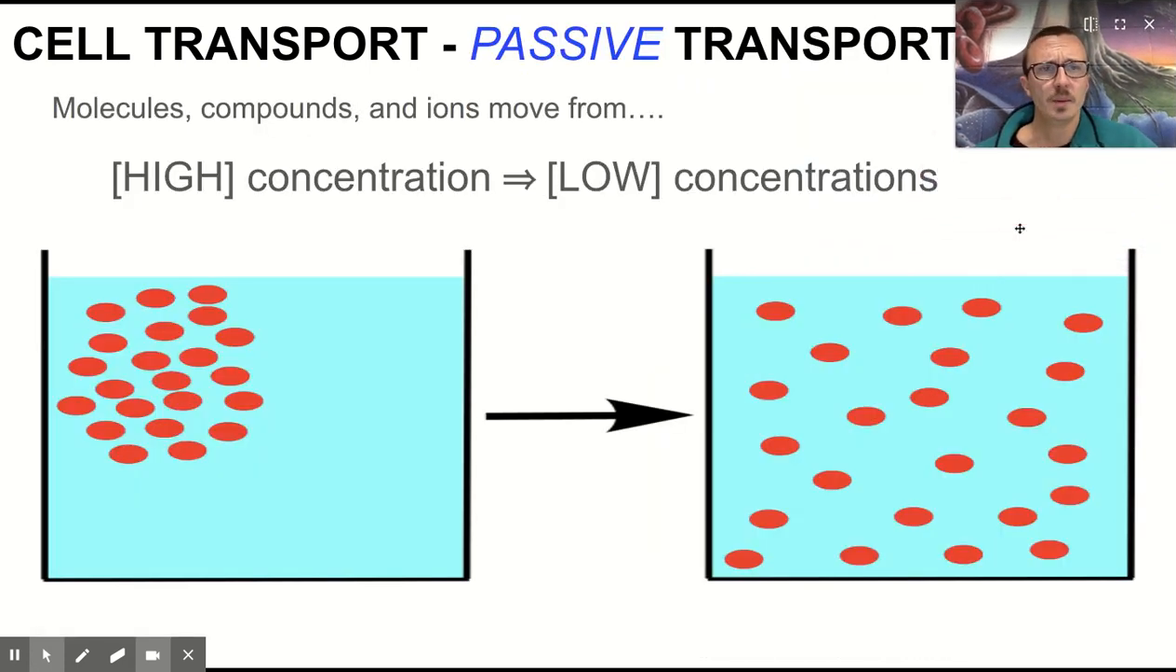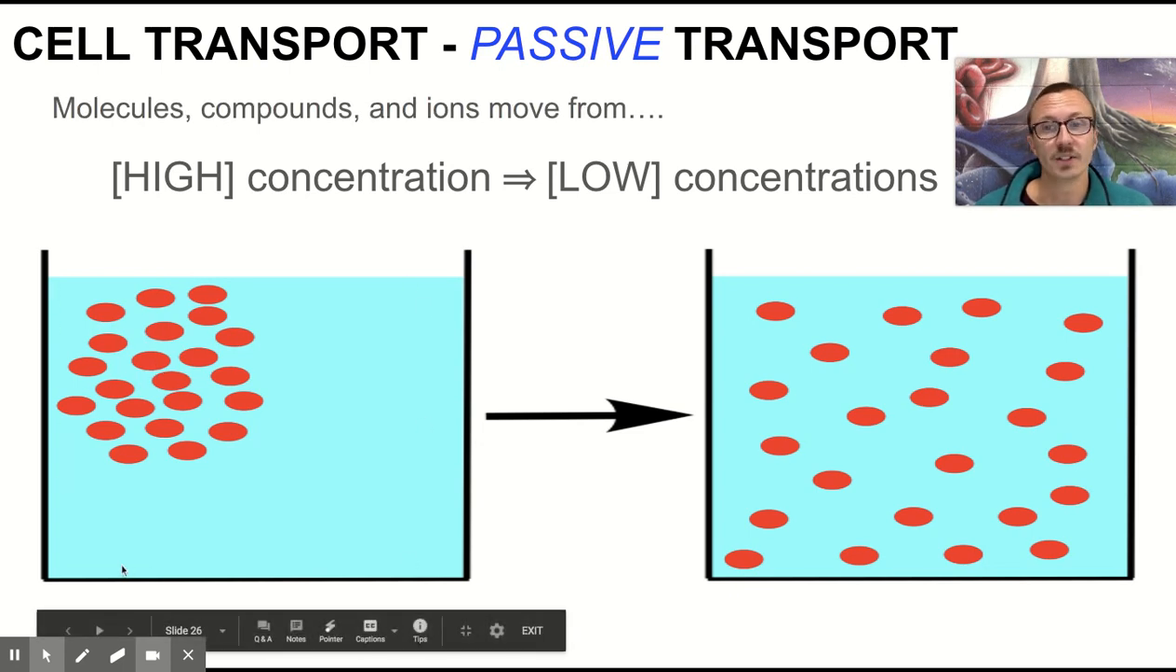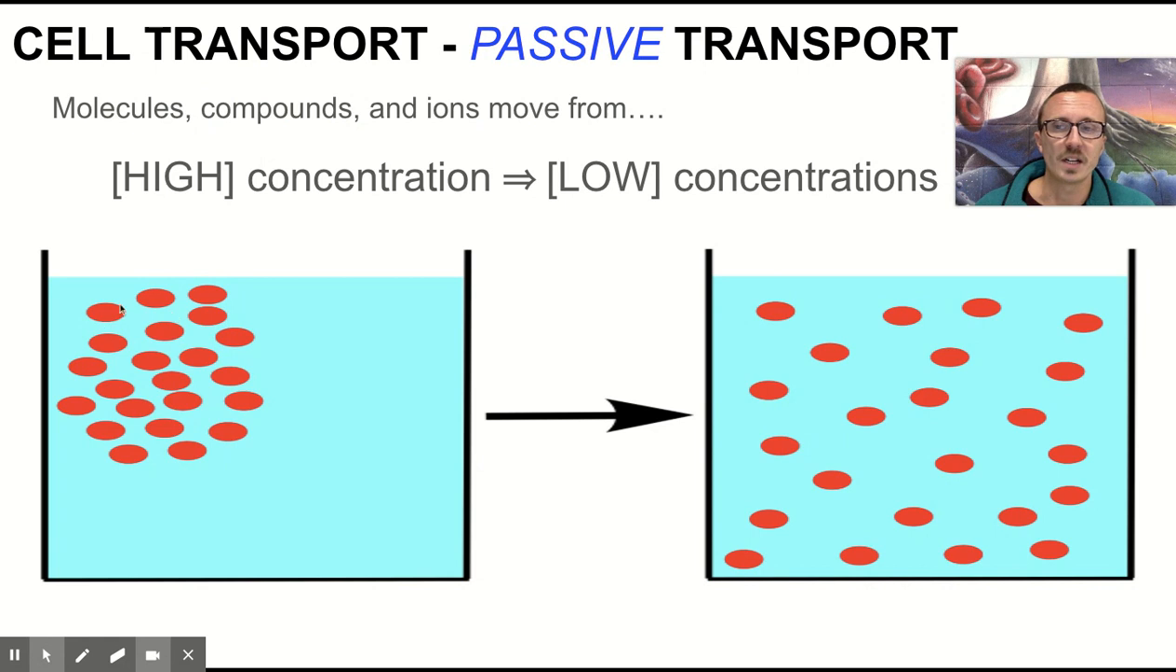Now, let's talk a little bit more about the natural tendency of molecules, right? And so a lot of times when we're studying molecules and their environment, we talk about concentration, right? So how many red dots do we have in this container, right? And so right now, these red dots are highly concentrated. Maybe I just dripped a single drop of food dye into a beaker of water.